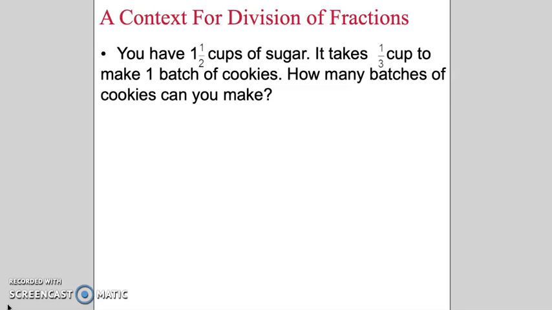Let's take this example here. We have 1.5 cups of sugar. It takes 1/3 of a cup to make one batch of cookies. How many batches of cookies can you make? Pause the video for a second. So which type of division is this? Is this how many in each group? Is that what the question is asking, how many cups in each batch? Or do we know that information? We know that there's 1/3 cup of sugar in one batch. So now we want to know how many groups, how many batches can we make? So this is that measurement division, how many groups.